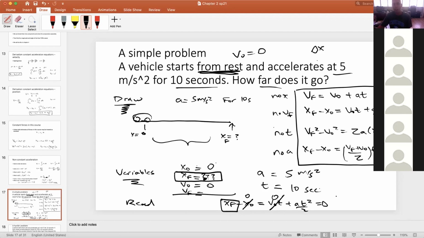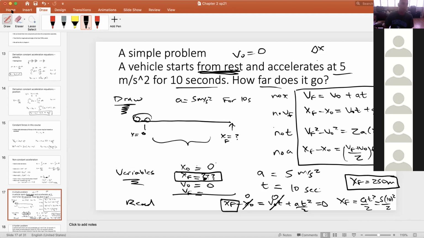So this becomes x final is, well, I'll write it symbolically still, a t squared over 2, which is 5 meters per second squared times 10 squared over 2. 10 squared is 100. This is 500 divided by 2. So x final is 250 meters. All right. Simple enough, right?